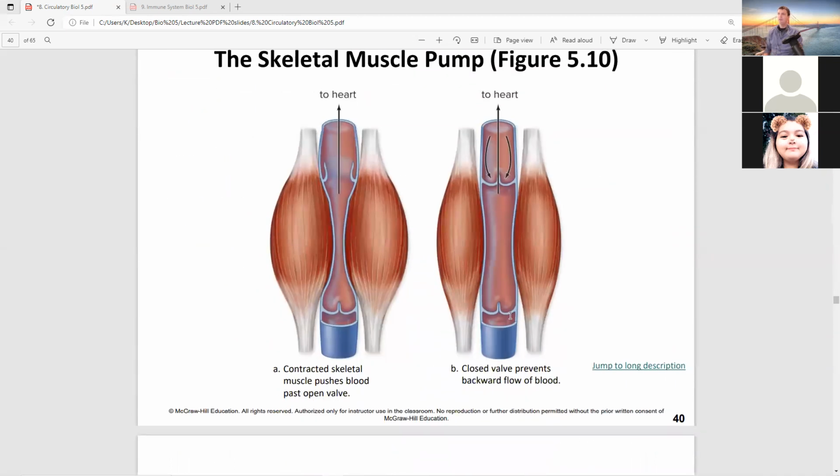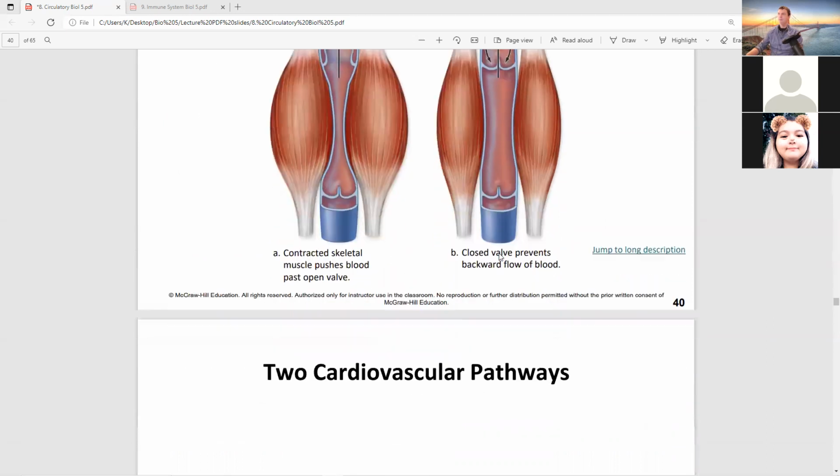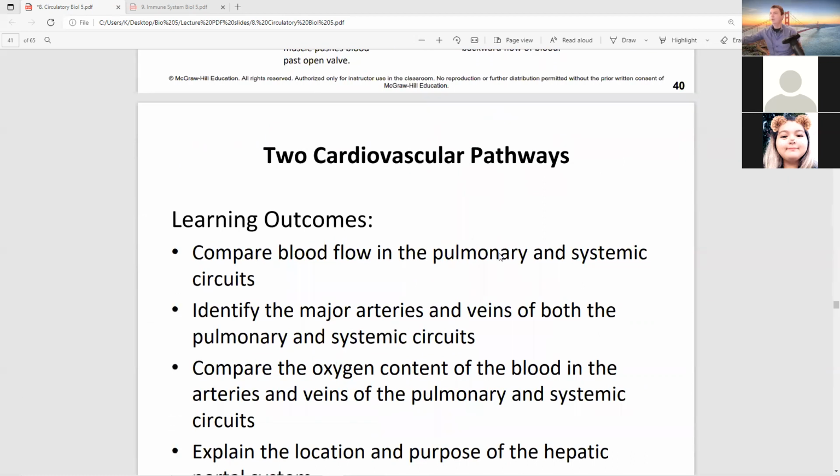Okay, so here's an image of the skeletal muscle pump. Contracted skeletal muscle pushes blood past an open valve, and then the closed valve prevents backward flow of blood. Okay, so there are 2 cardiovascular pathways.